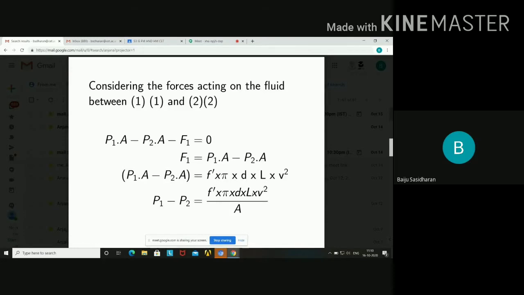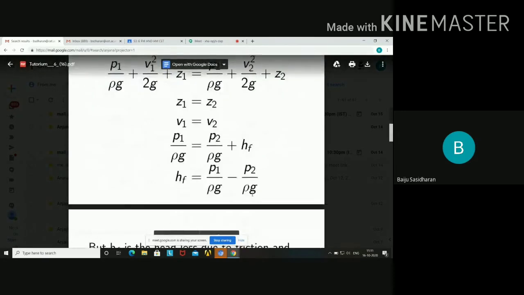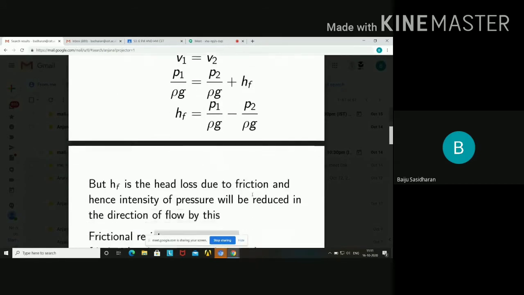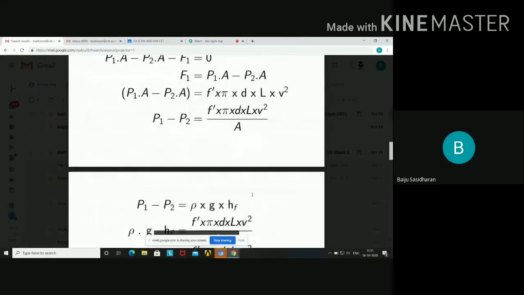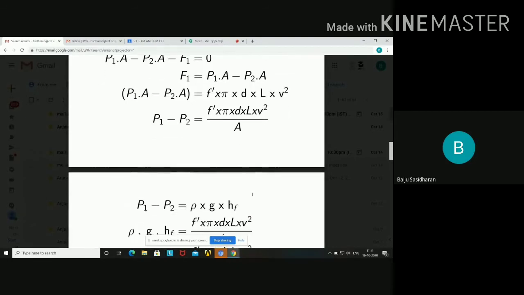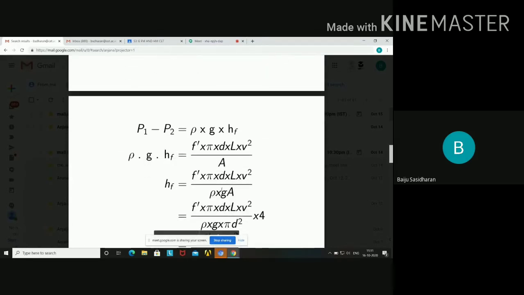Okay. So, already from the Bernoulli's equation, we found a relation P1 minus P2 is equal to rho g HF. Here we found a relation based on the forces, P1 minus P2 is equal to F dash into pi d L V square by A. Therefore, the right hand side, RHS, of these two equations can be equated. That is, rho g HF is equal to F dash pi d L V square by A. For that A, we are substituting pi d square by 4. Then we get F dash pi d L V square divided by rho g into pi d square, and that into 4.